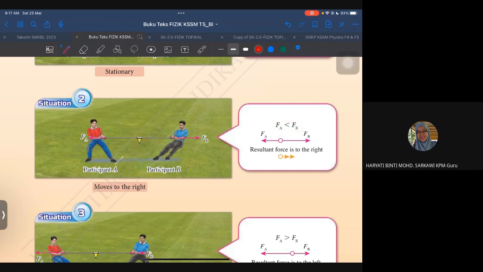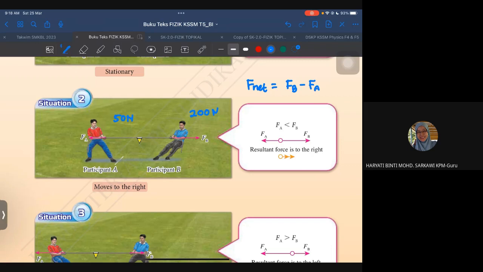Okay, so we can give magnitude to this. Let's say we just add in numbers. Let's say FB is 200 newton and FA is 50 newton. What is the resultant force? In this case, the resultant force will be minus. It means that to the right is more, right? So the resultant force I write as F net. F net equals FB minus FA.